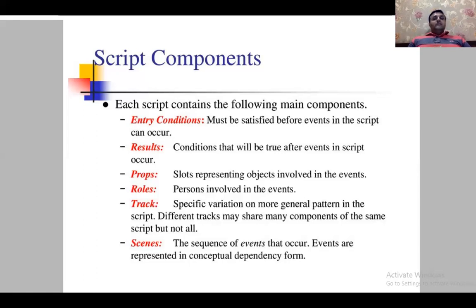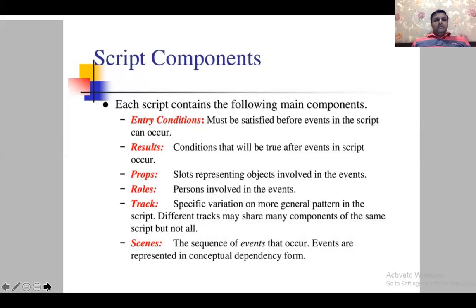Then scenes are there, the sequence of the events that occur. So events are represented in the conceptual dependency form. Let's review. What are the different components? First one, entry condition. Then results. Next, properties. Next, track. Then scenes.